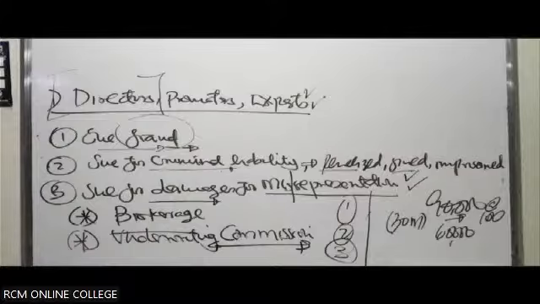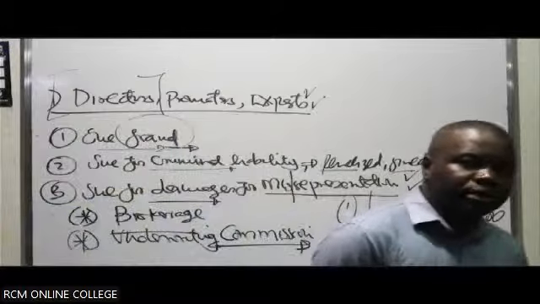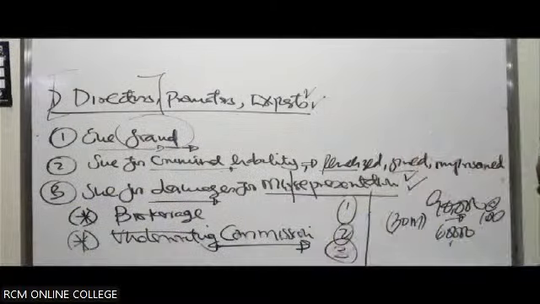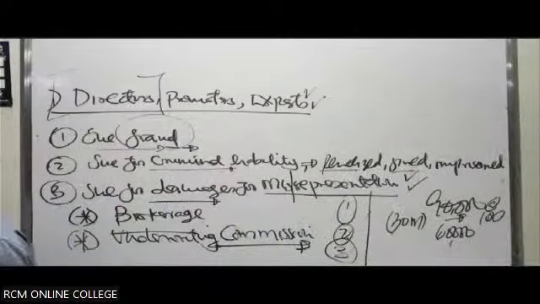So underwriting commission is the fee or the commission paid to underwriters for being able to give assurance to the company. They'll take up the undersubscribed shares. Therefore, we call it an underwriting commission.